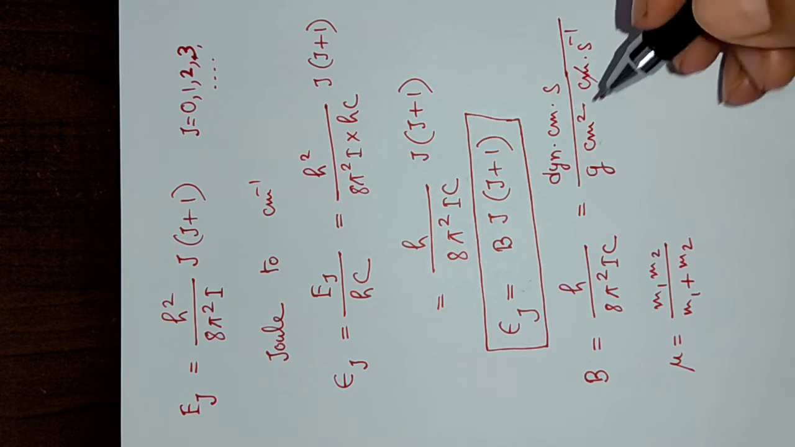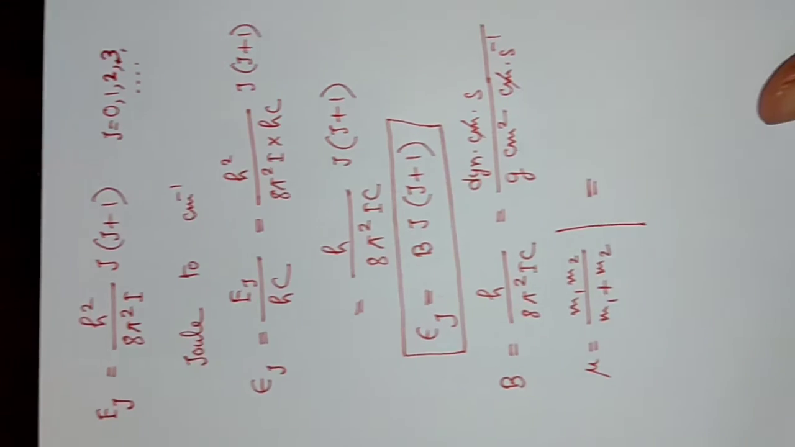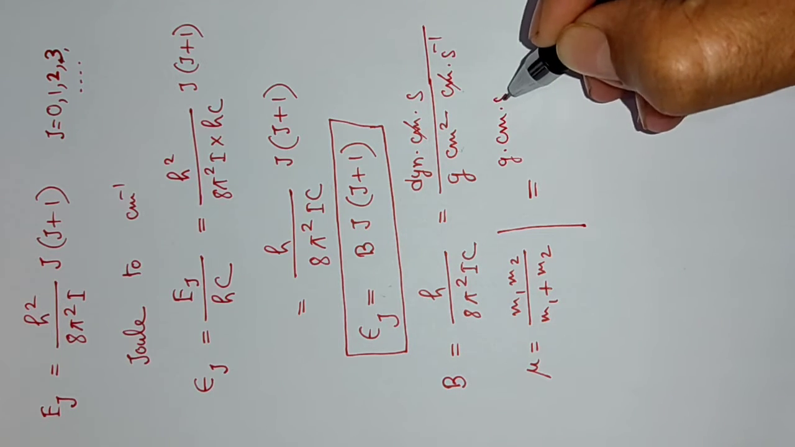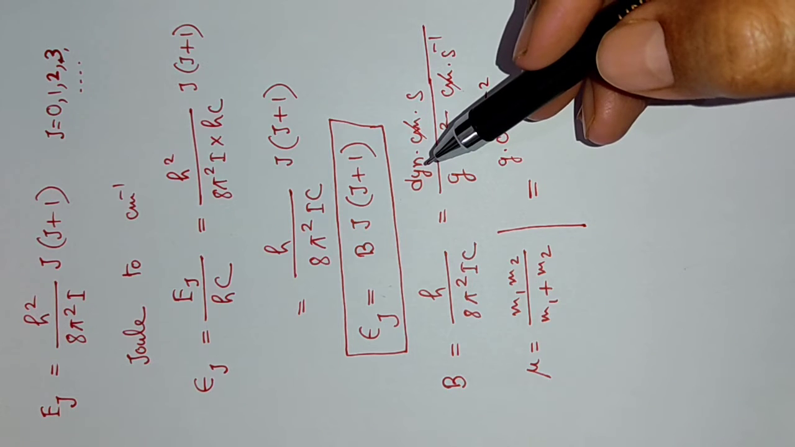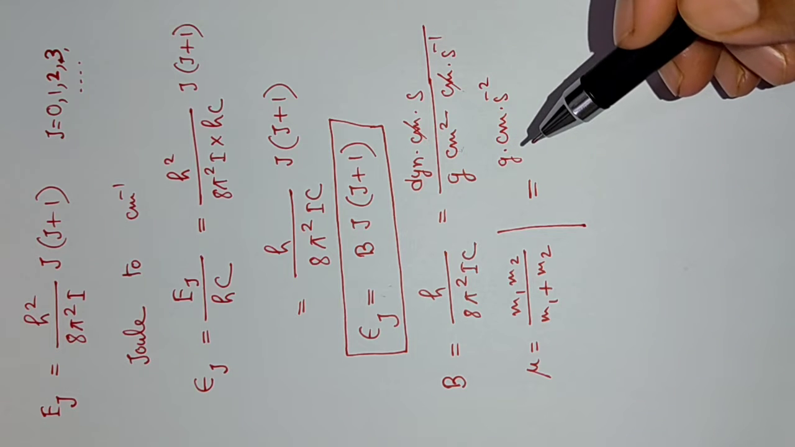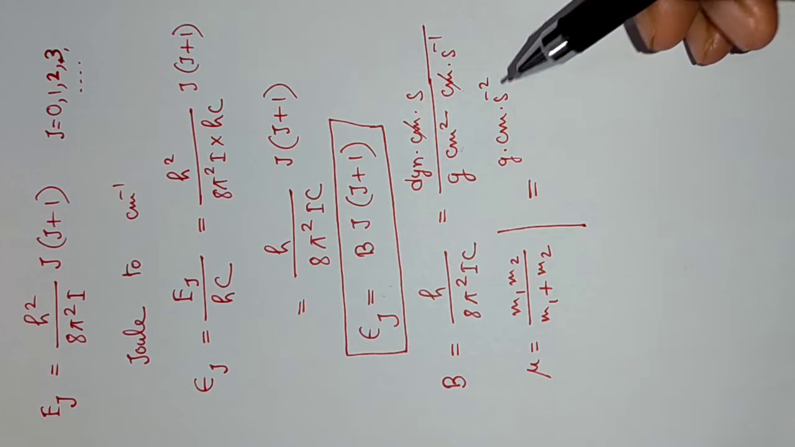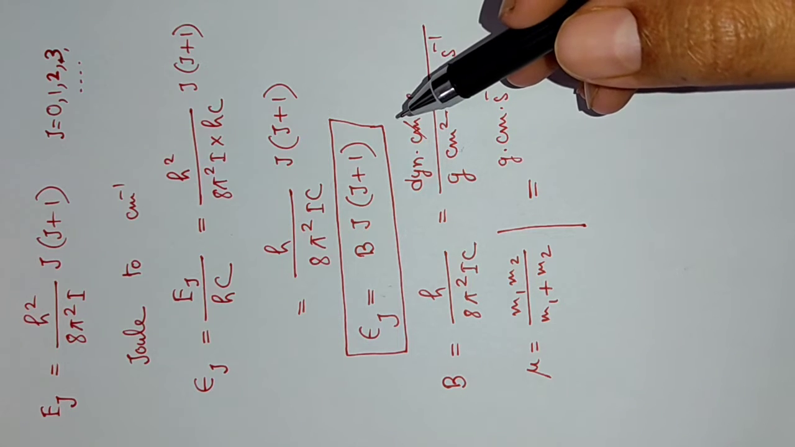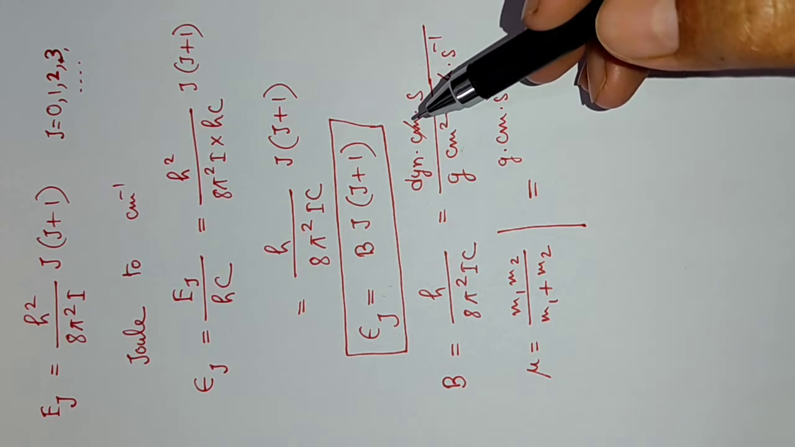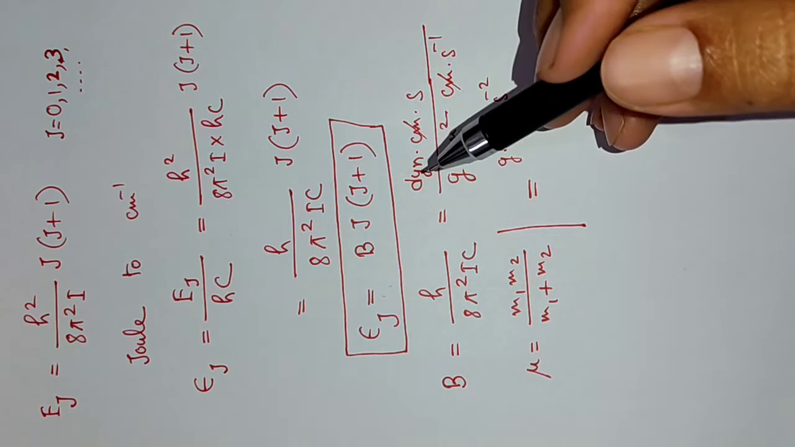Now this centimeter will cancel out, and we have dyne. So dyne will be gram centimeter per second square. Dyne is that force which, when it acts on a mass of 1 gram, produces in it an acceleration of 1 centimeter per second square, and erg is the work that is associated upon displacement of 1 centimeter in the direction of the force, and the force applied is 1 dyne.